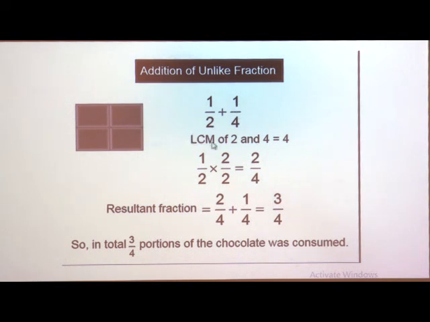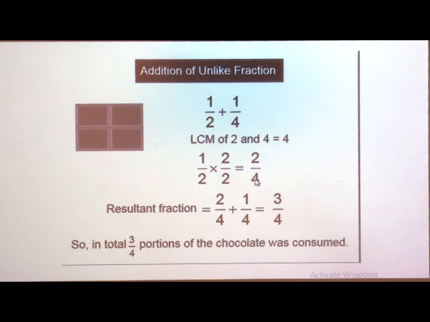First step was to find the LCM to make the fractions like fractions, that is, to make the denominators equal. By finding the LCM of 2 and 4, the LCM is 4. Then make the denominators the same. So what we have to do? First we take this fraction as 1 upon 2 multiplied by 2 upon 2, which is equal to 2 upon 4.